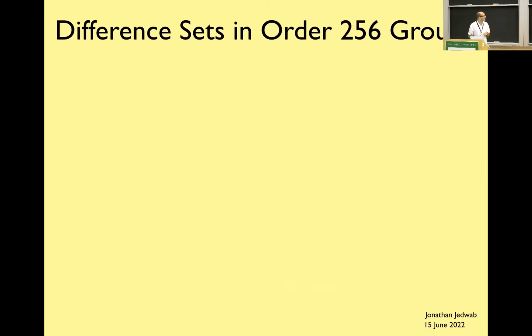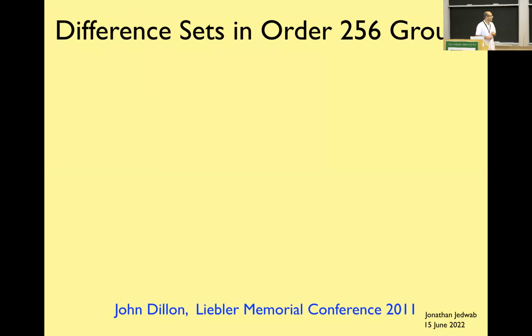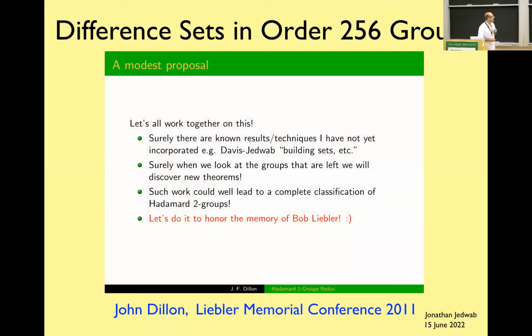There was a memorial conference organized for Bob, and John Dillon at that conference, 2 years later, made what he delightfully called a modest proposal. So he said, can we move on to order 256, please? He said, let's work together, we'll learn so much, let's do it to honor the memory of Bob Liebler. And the collaboration I'm talking about, the paper that came from it, this is all dedicated to the memory of Bob. So we are now trying to sort out how many of the 56,049 non-excluded groups of order 256 contain a different set.